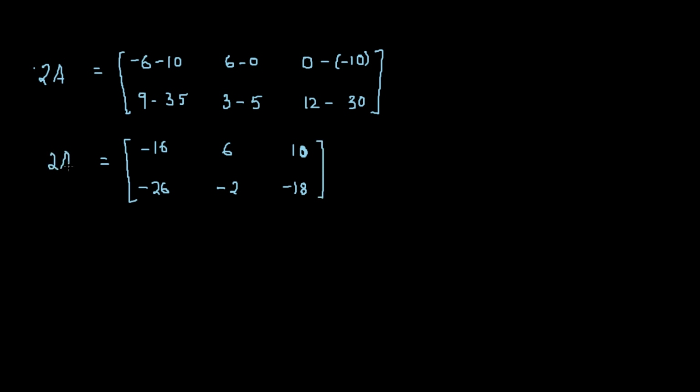So this is twice of A. In order to find out A, we're going to divide both sides by 2. So on the right hand side, we have to divide each entry by 2. So -16 over 2 is going to give us 8, -8, 3, 5, -13, -1, and -9. So this is the value of our matrix A. So this is a 2 by 3 matrix. That's it. Let's go to the next one.